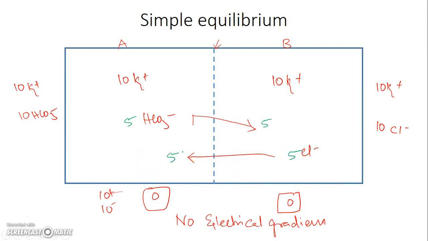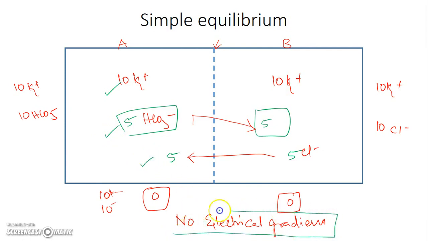So now, on both sides of the membrane, there is no concentration gradient. The concentration of all the ions are also equal, like for potassium, bicarbonate and chloride, and there is no electrical gradient also, that is net charges on each side is 0. So this is what happens in a simple equilibrium, that is when a membrane is permeable to all the ions, they will equally distribute and there will not be any electrical gradient also.